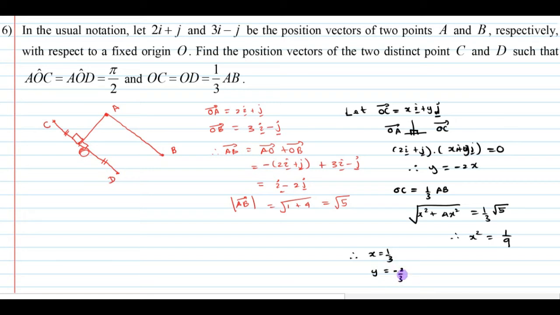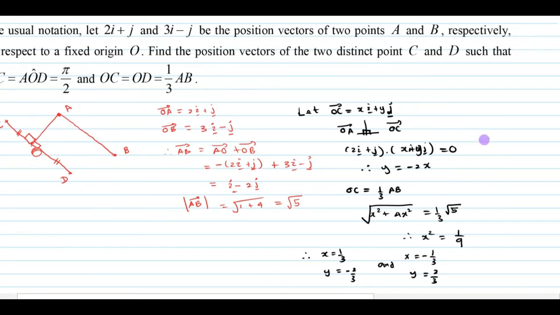And when x is equal to minus 1 over 3, y is equal to 2 over 3. OC is equal to xi plus yj, which means 1 over 3 i minus 2 over 3 j, and OD is equal to minus 1 over 3 i plus 2 over 3 j.